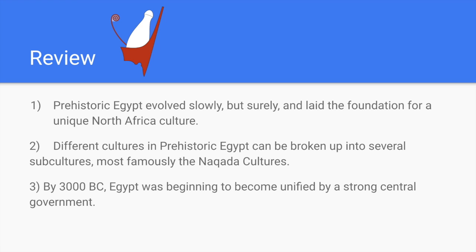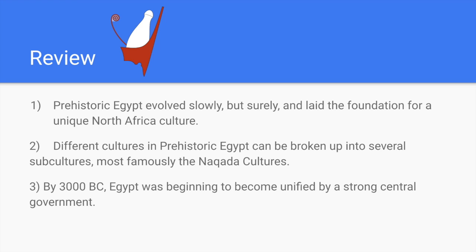So to review, prehistoric Egypt evolved slowly but surely and laid the foundation for a unique North African culture. Forgot the N. Egypt is pretty culturally isolated due to its unique geography. It has deserts on almost all sides. It has mountains kind of protecting it in the south. It has the very, very harsh Sinai Peninsula to the east and the Libyan Desert to the west. So it was very isolated.